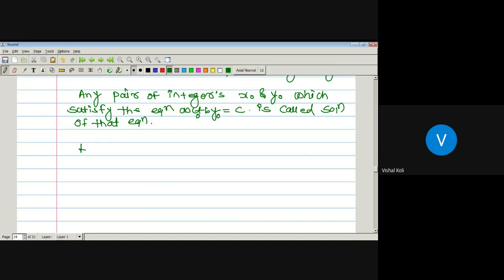Now, if a equal to 0, b equal to 0 and c equal to 0, then how many solutions are possible for the given linear Diophantine equation?